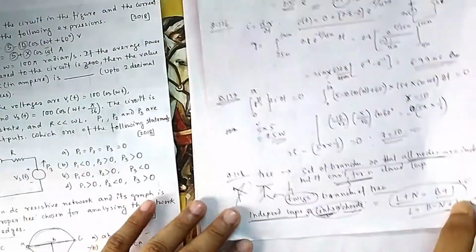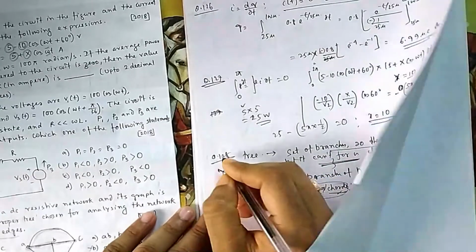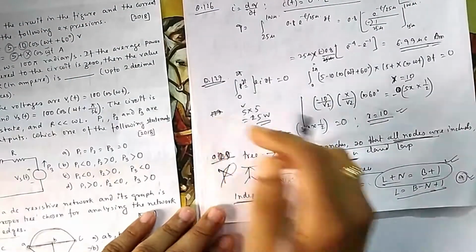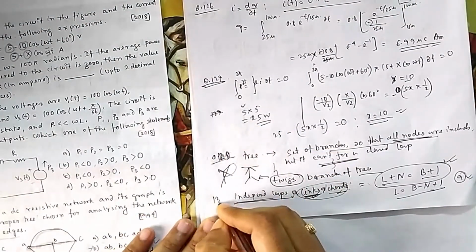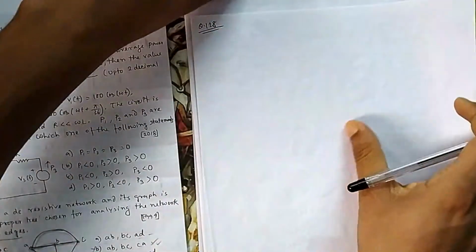Sorry, this was question 129, and this is 130. I missed 128; I will come to it. Now in question number 128, what have they given?